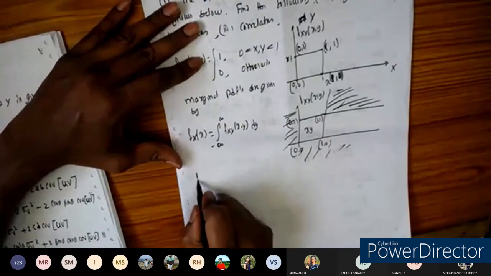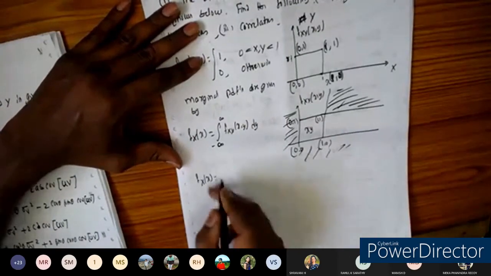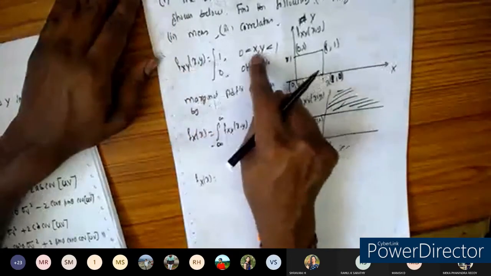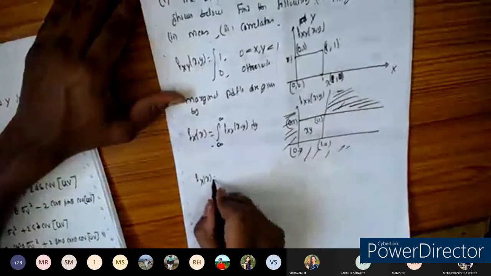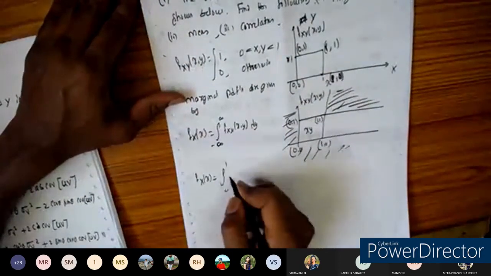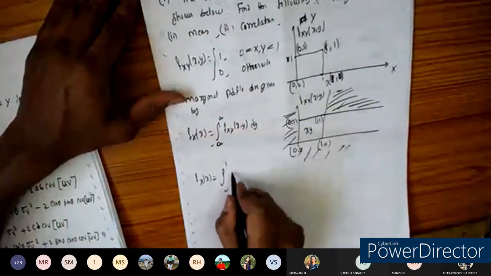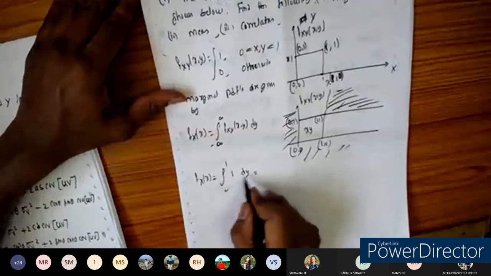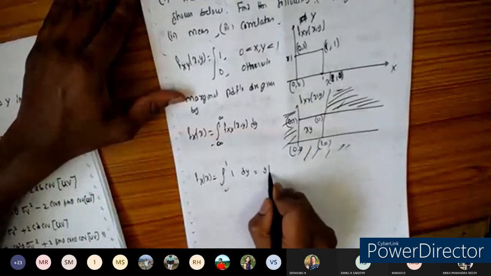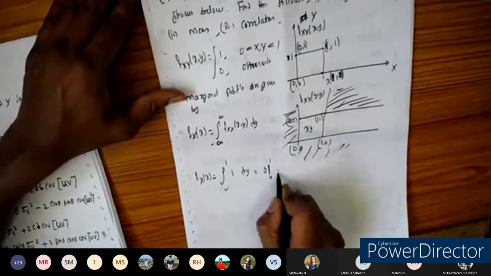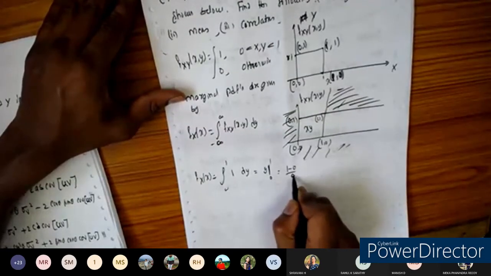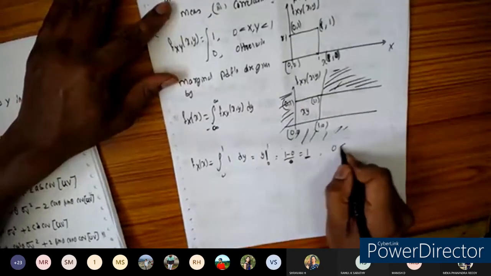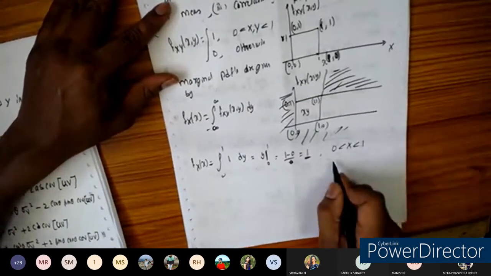So let us substitute here. For fx of x, since we know that fxy of x comma y is defined between 0 and 1 only, the limits will change accordingly. So 0 to 1. The value of this is equal to 1, and we integrate with respect to dy. The integration of 1 is nothing but y. The limit is from 0 to 1, so it becomes 1 minus 0, which is 1, for 0 less than x less than 1.